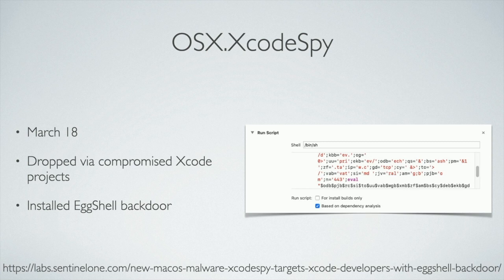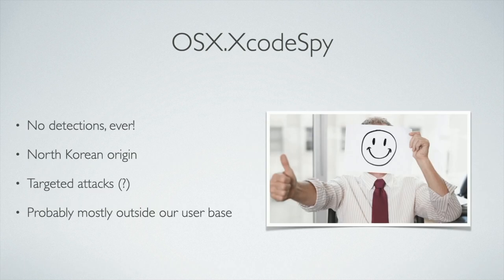EggShell, if you're not familiar with it, is an open source backdoor. I think it's still up on GitHub. If you're interested in seeing what it does, you can go download it. If it's not on GitHub anymore, I haven't looked in a while, I'm sure you could find it somewhere. But obviously the intent here was to infect these developers, get a backdoor in their system, and then who knows what, steal credentials, maybe get a supply chain attack in place, who knows.